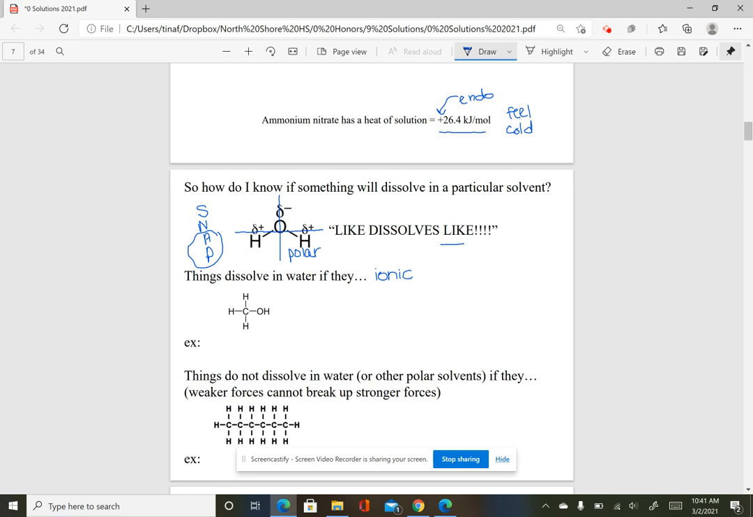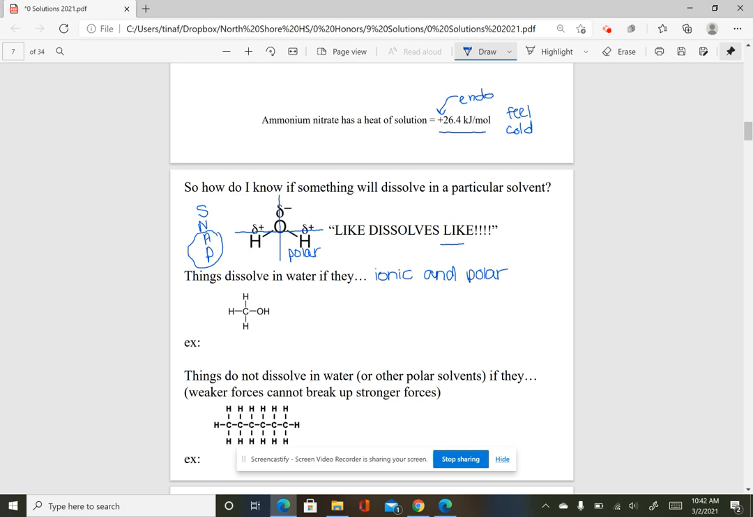So ionic things are similar to polar things because they have a positive and a negative side, but polar things are very similar to other polar things. So if you put something ionic or polar in water, they will dissolve in each other. They will mix well because they're alike. They're both polar.